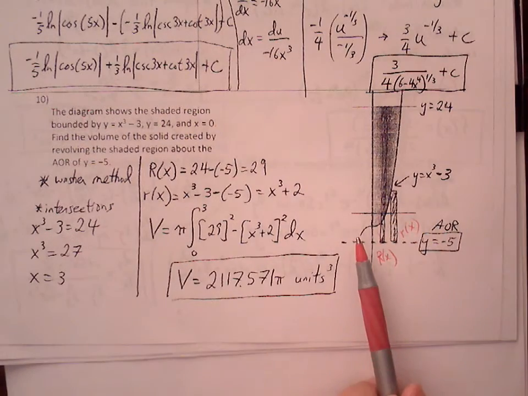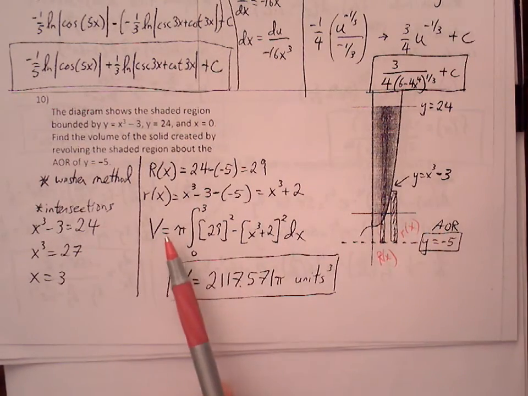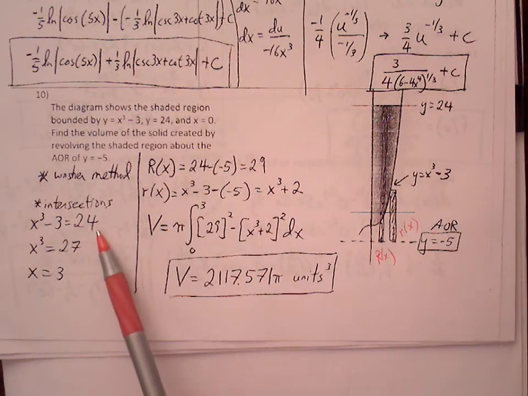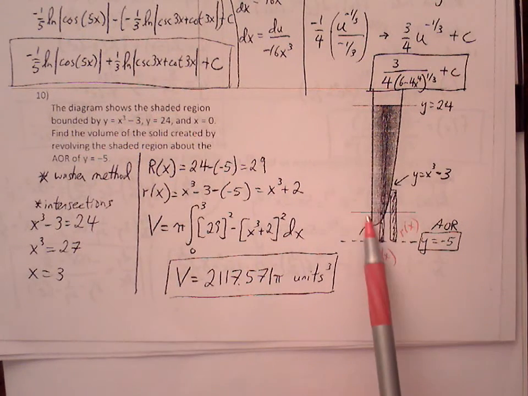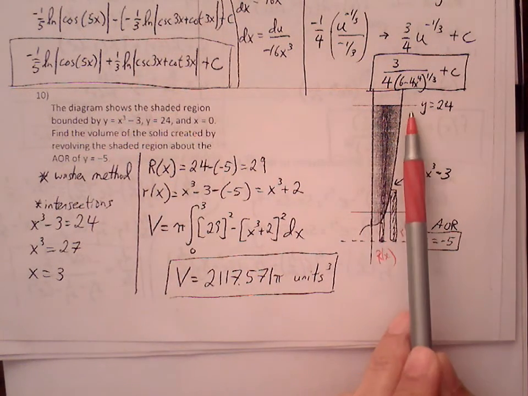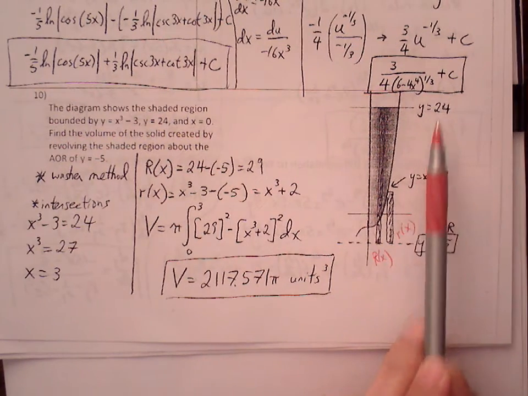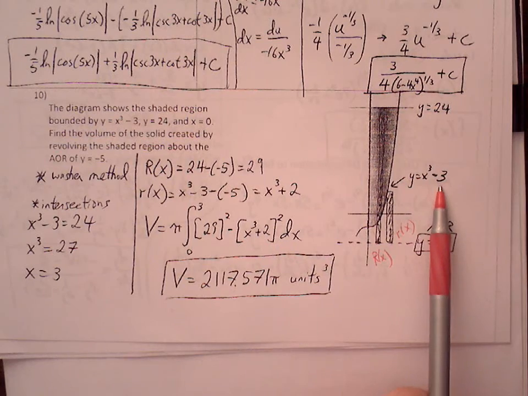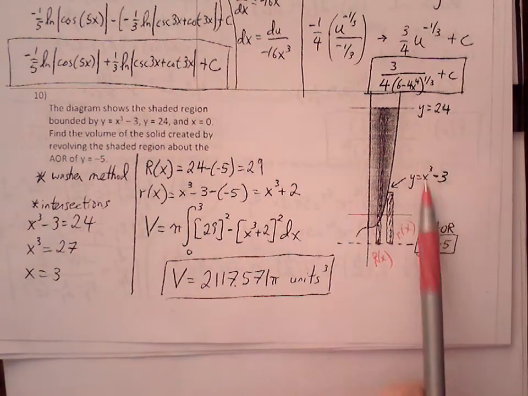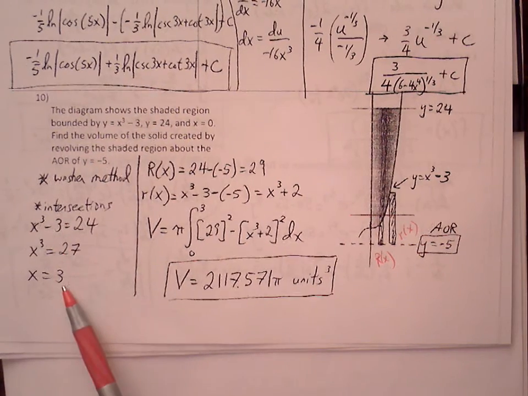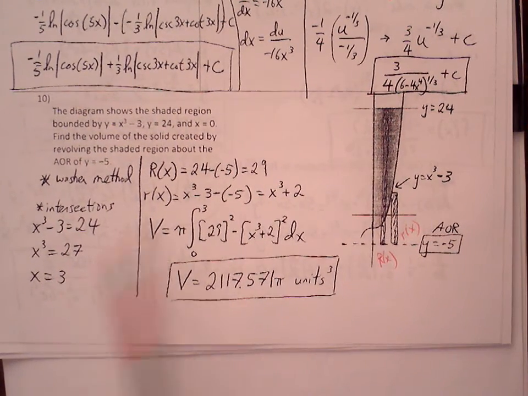All right, so we know this is going to be a washer method because we have to subtract out that gap, that hole. So also we need to find the intersection. That's something else that we need because our bounds is going to be from 0 to whatever that furthest right endpoint is going to be. And that right endpoint is going to be the intersection of y equals 24 and y equals x cubed minus 3. So we set them equal to each other. I can add 3 to both sides, take the cube root, I get x equals 3.